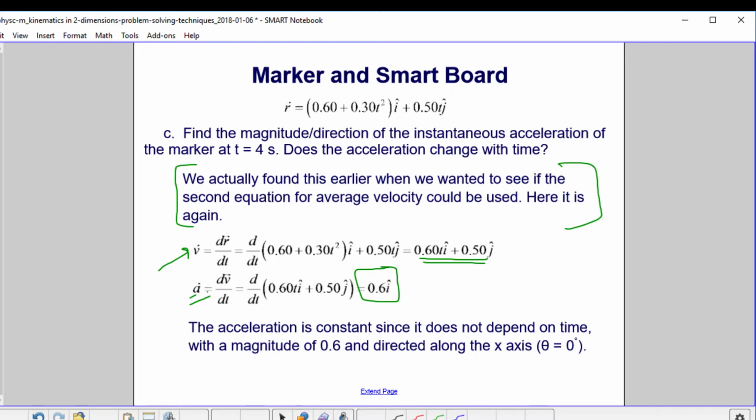It has a magnitude of 0.6, and because it's just in the i hat direction, if we were to draw a coordinate system, it's just like this. It makes a 0-degree angle with the x-axis. It's directed along the x-axis.